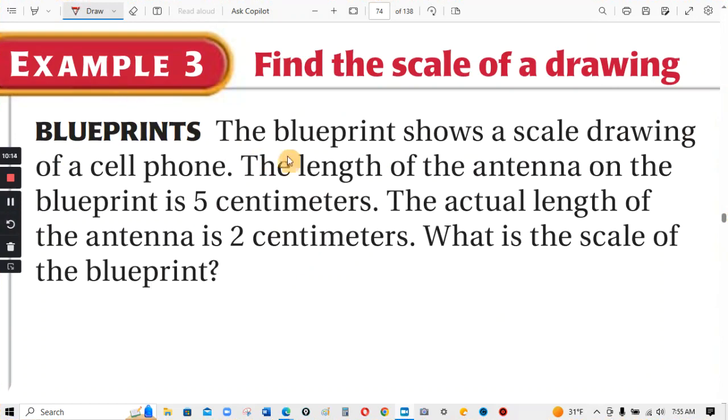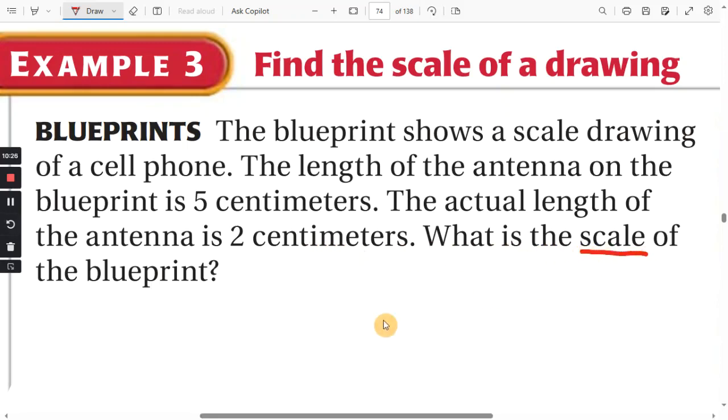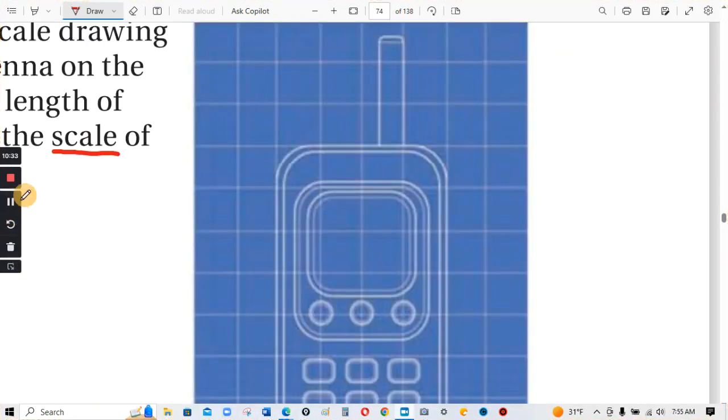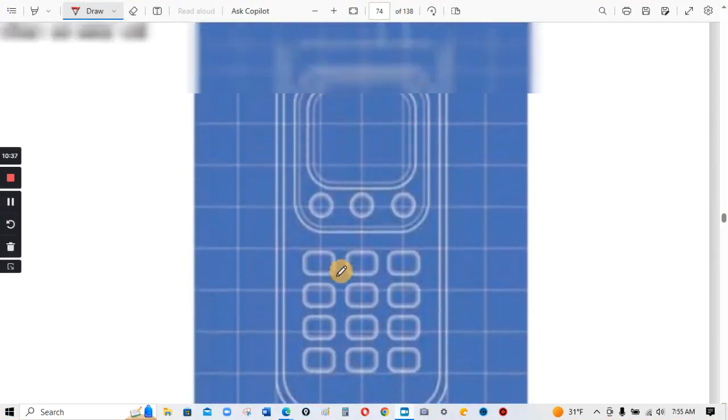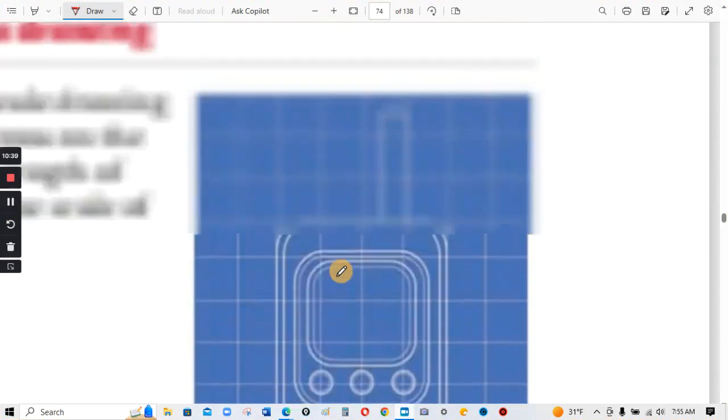Example 3, the blueprint shows a scale drawing of a cell phone. The length of the antenna on the blueprint is 5 centimeters. The actual length of the antenna is 2 centimeters. What is the scale of the blueprint? All right, let's take a look at the drawing first. There's really no measurements on the drawing here. It's just a blueprint of a cell phone. So let's stick with the write-up.